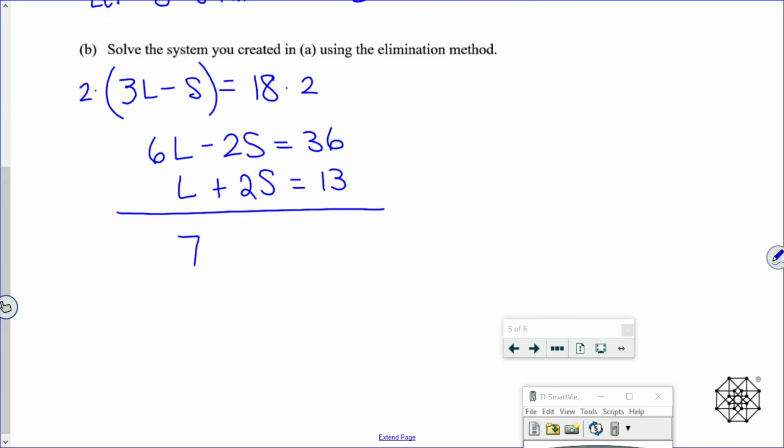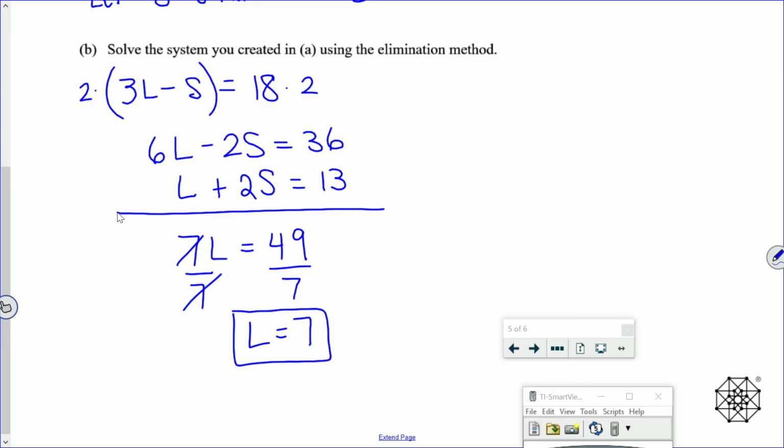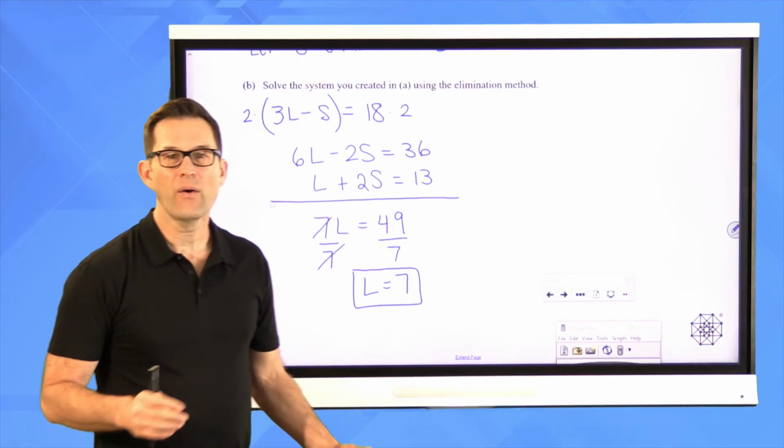6L plus 1L is 7L. 36 plus 13 is 49. Divide both sides by 7. And L, the larger number, is equal to 7. Excellent, right? How easy is that?